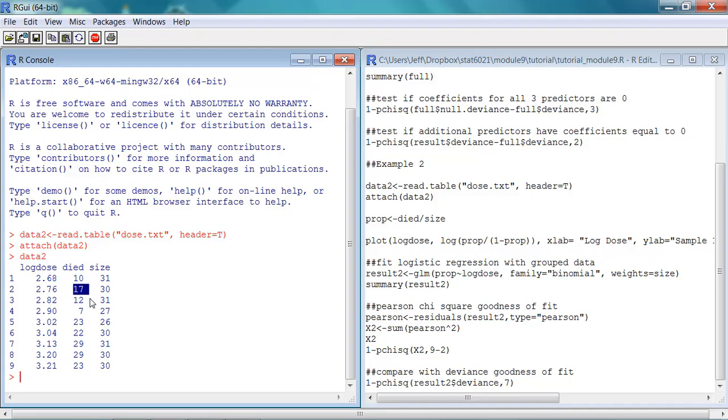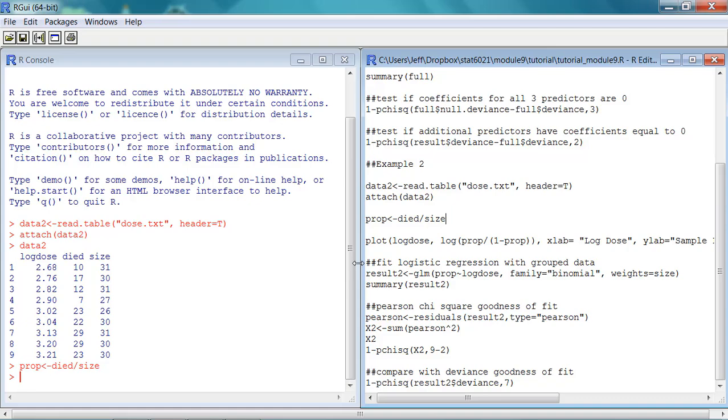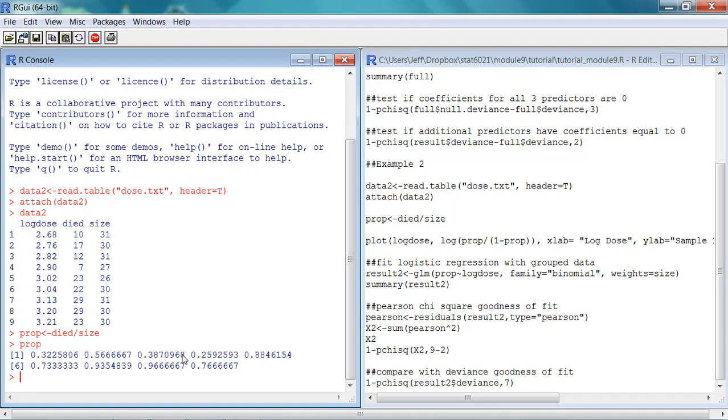When data are recorded in this way, the way in which we use R to fit a logistic regression model will be a little bit different. So now we know the number in each dose and the number that died. The next thing we have to calculate is the proportion for each dose, and that's going to be stored inside this object, which I'm going to call prop. It tells me 32% died for the first dose, 56% died in the second dose.